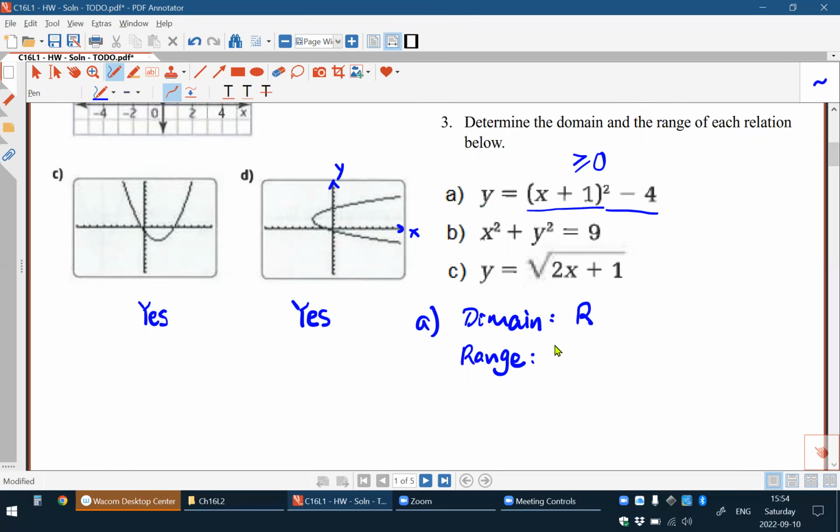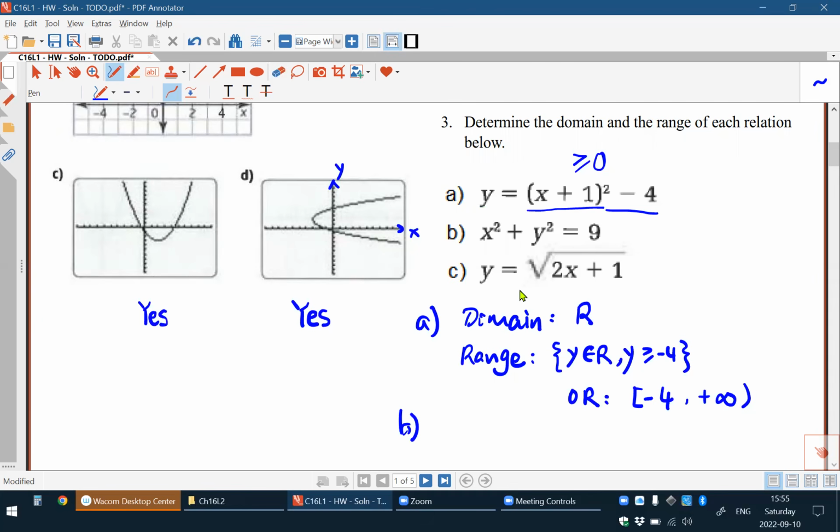So the range is y belongs to the real number set and y is greater than or equal to -4. Or sometimes you can also write it in interval form, which is -4 inclusive to positive infinity. They are the same thing, okay? You can choose either way.